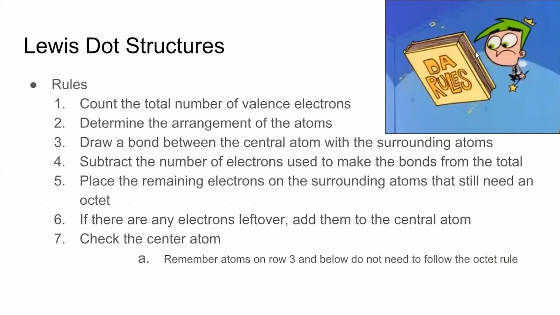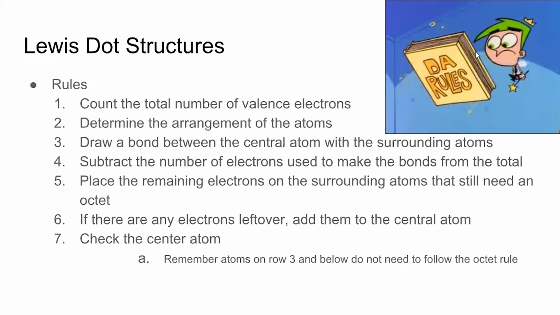So the rules are: count the number of valence electrons, determine the arrangement of the atoms, draw a bond between the central atom and the surrounding atoms, subtract the number of electrons used to make the bonds from the total, place the remaining electrons on the surrounding atoms that still need an octet. If there are any electrons left over, add them to the central atom, and then check whether the central atom has an octet. Remember that atoms on row 3 and below do not need to follow the octet rule.